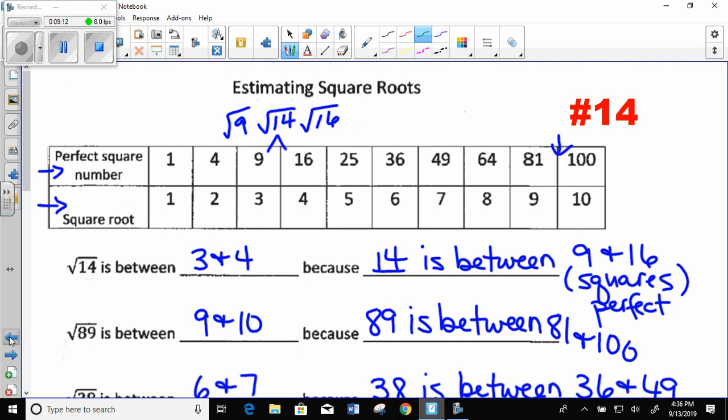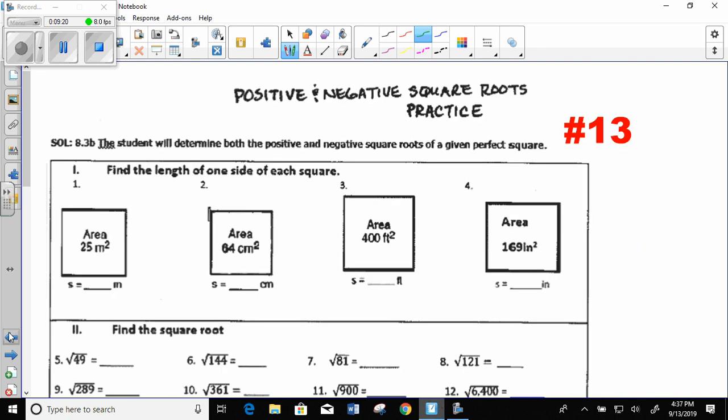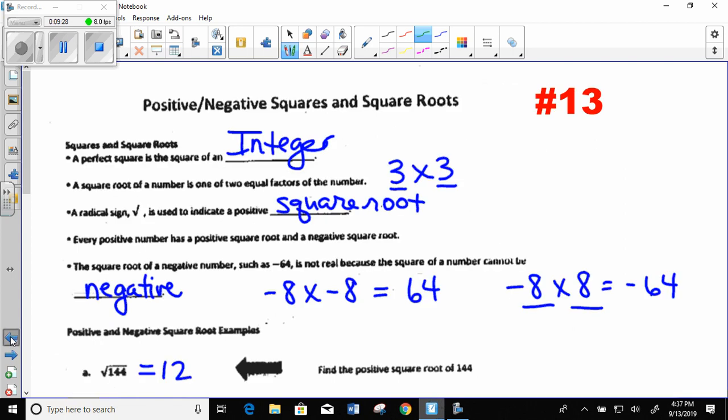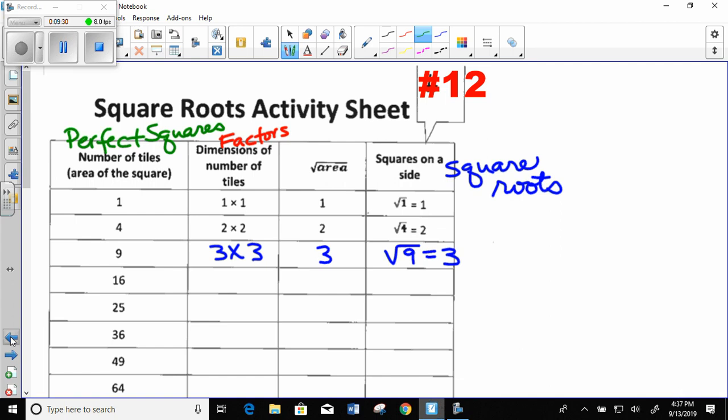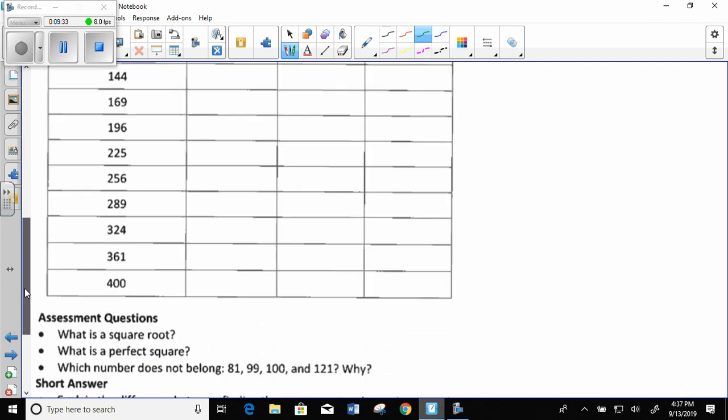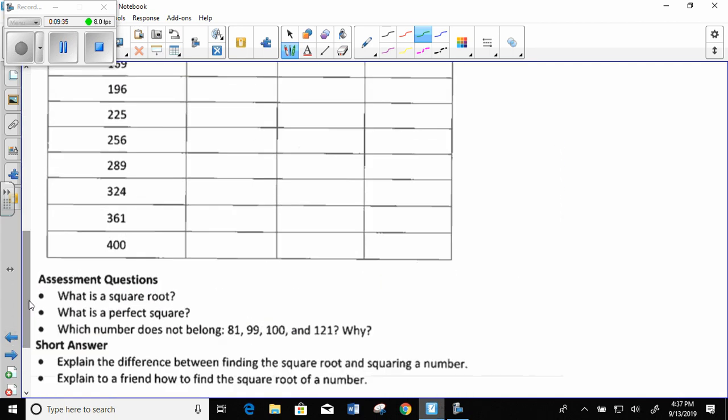Okay, that is it. So if you have any questions, bring that to class on Tuesday. Don't forget you have a quiz only on adding, subtracting, combining, multiplying and dividing integers. Finish page 13 and also finish page 12 and answer these questions at the bottom.